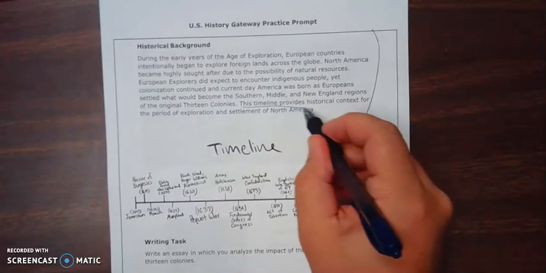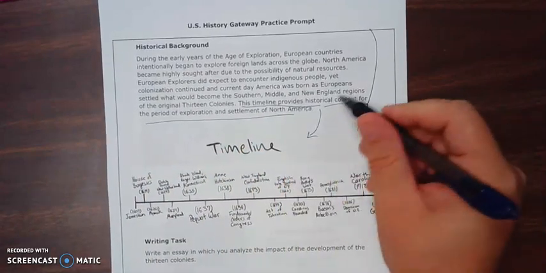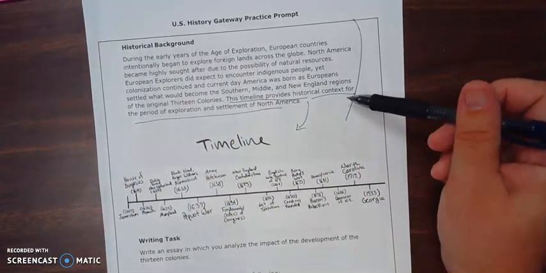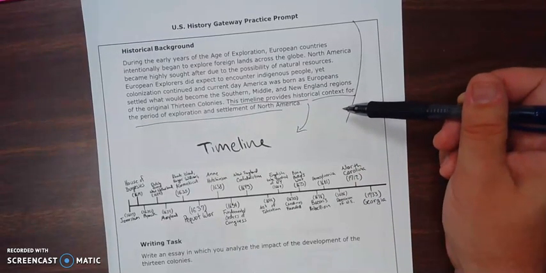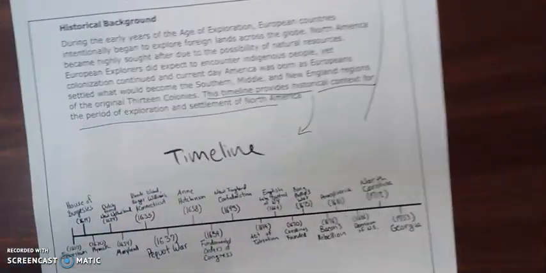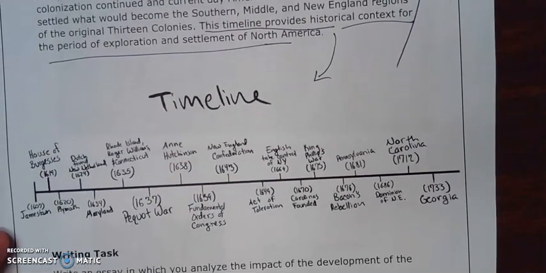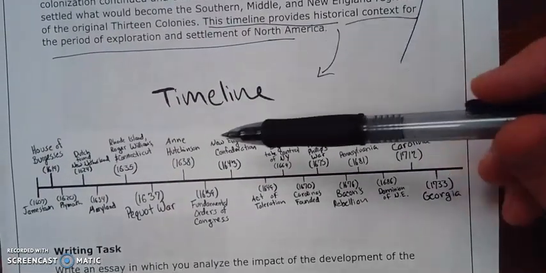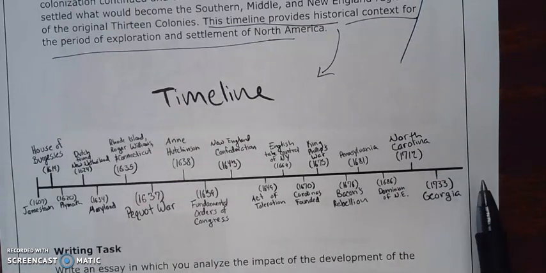The other thing here, you'll notice there's a timeline, and it explains to you the significance of the timeline. In this case, it's a historical context for the period of exploration and settlement of North America. So I'm going to zoom in a little bit here. So you can see here with the timeline, it gives you some ideas of what we're thinking about and what we're talking about here within American history.